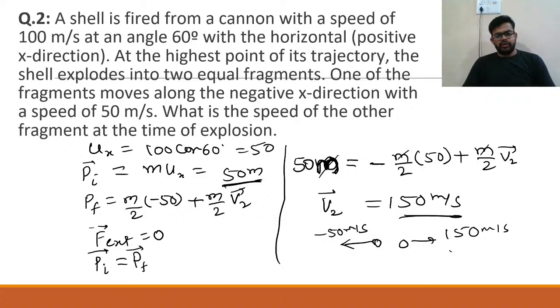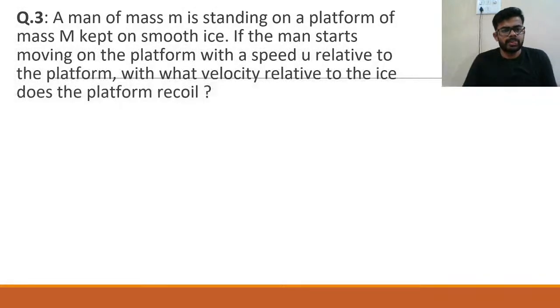Okay, right. So let's move to the next question, my dear friends. This is question number 3. A man of mass m is standing on a platform of mass capital M on smooth ice. So on smooth ice, a plank is kept, and on that a man is standing.